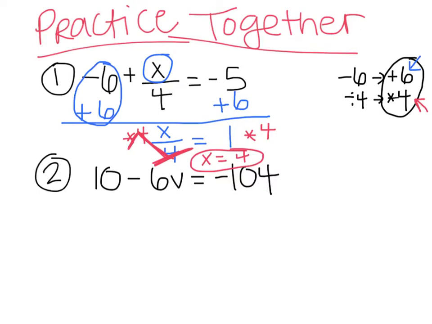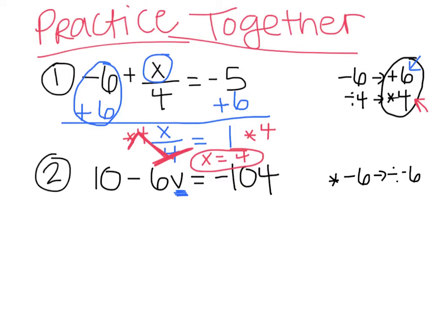All right, here we go. This time we are trying to get v by itself, and so first we have to ask ourselves how it's connected, and notice we have a 6 connected to v, and that 6 is actually negative if we pay attention to the sign in front of it. So -6, and that's by multiplying. So we're going to undo it by dividing by -6.